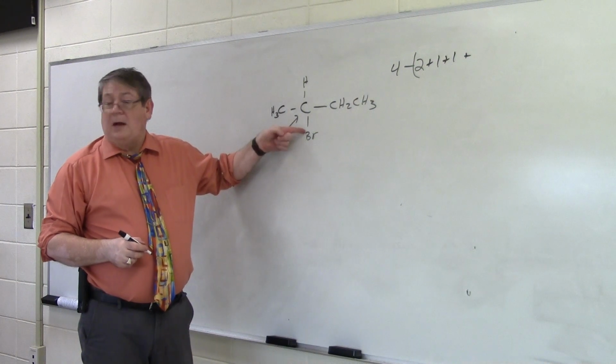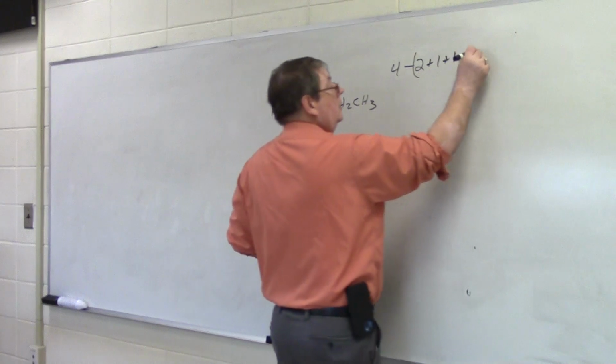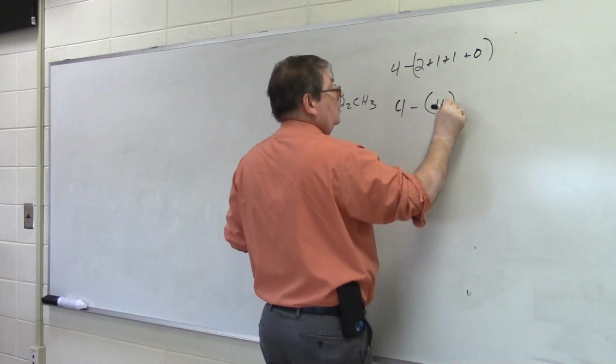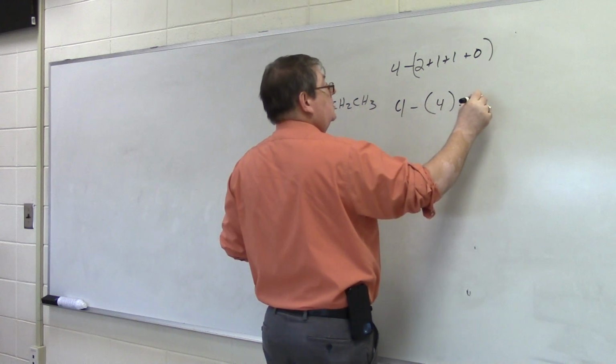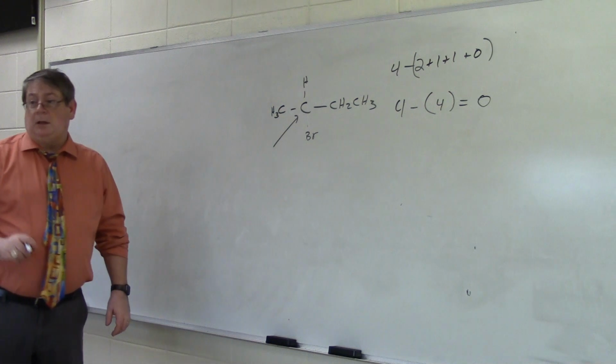Bromine, yeah. So how many of these electrons does it get? 0. So it's 4 minus 4 equals 0. It's in the 0 oxidation state.